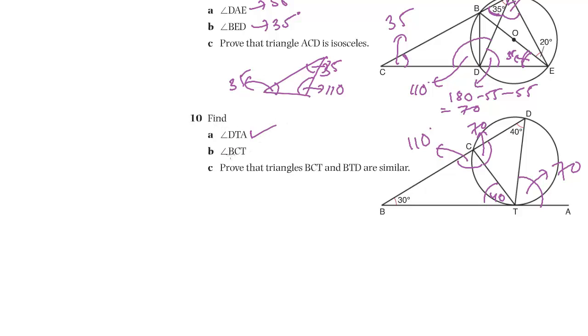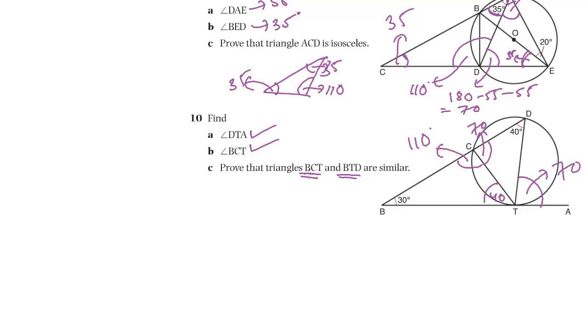Next we have to find BCT. So BCT is 110, we have already found. So we don't have to find that. Now we have to prove that BCT and BTD are similar. Now what does it mean to show that two triangles are similar? We have to show that each and every angle, the corresponding angles, are equal.